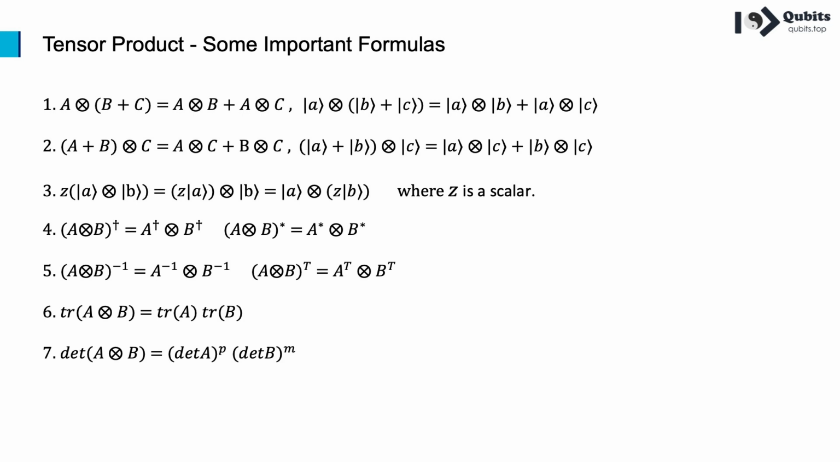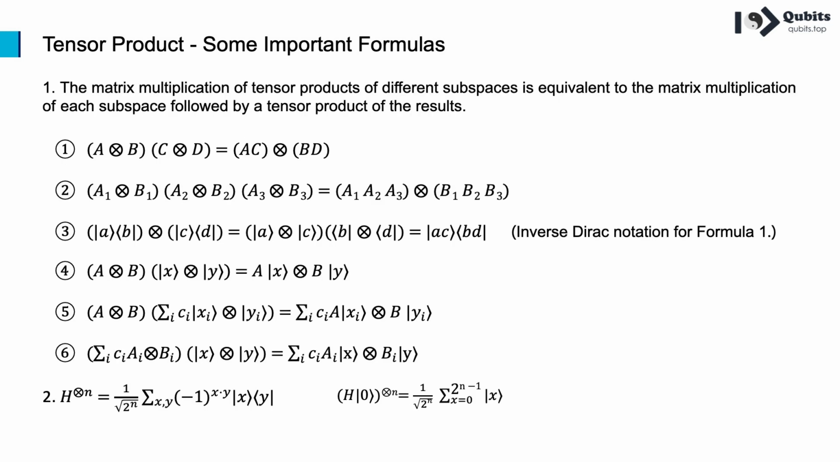The determinant of a tensor product is the product of the determinants of the individual quantum systems. This property is useful for certain quantum algorithms that require the manipulation of the determinant of a quantum system. Understanding these concepts is important for effectively using the tensor product in quantum computing and for developing quantum algorithms that can perform complex calculations.